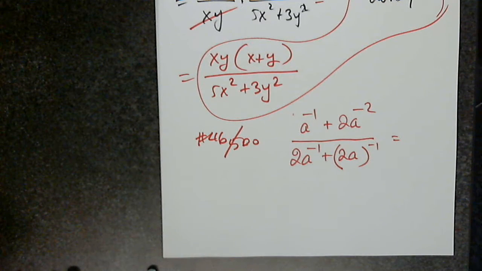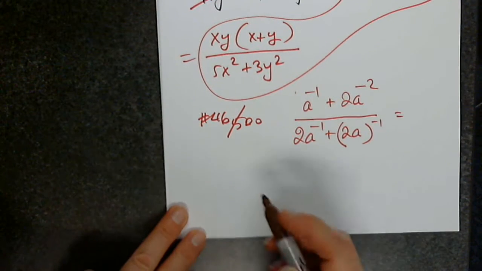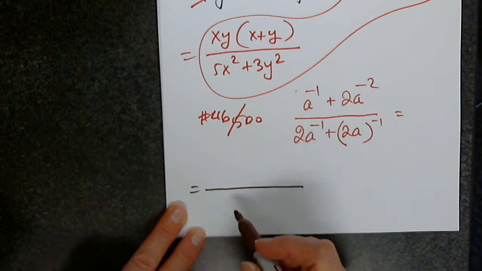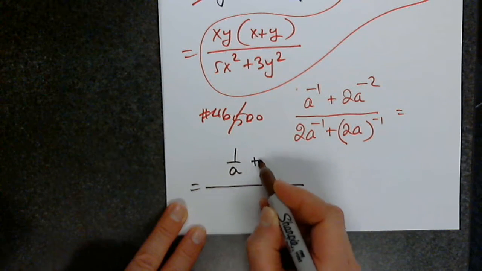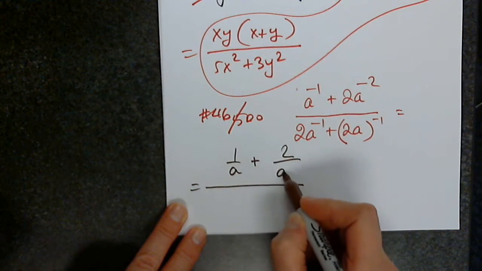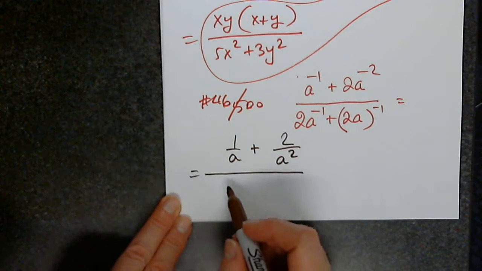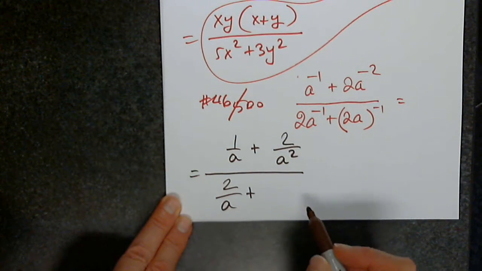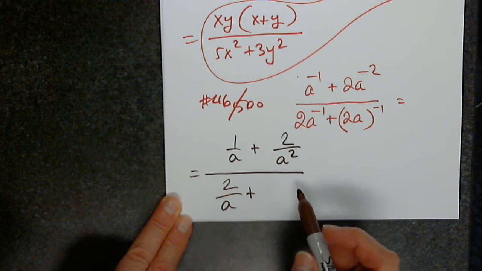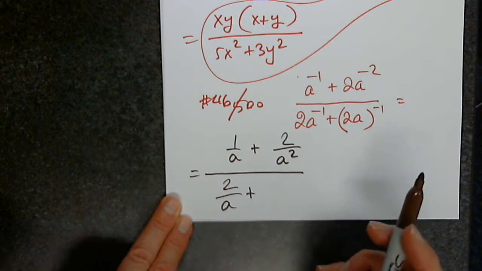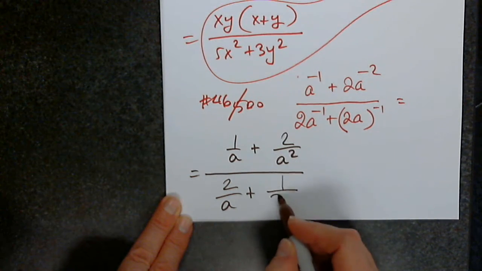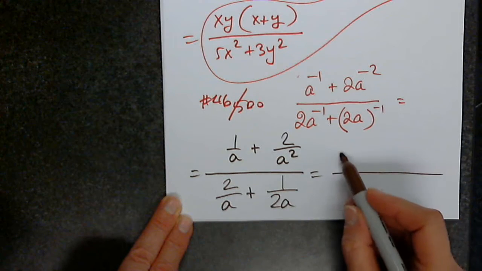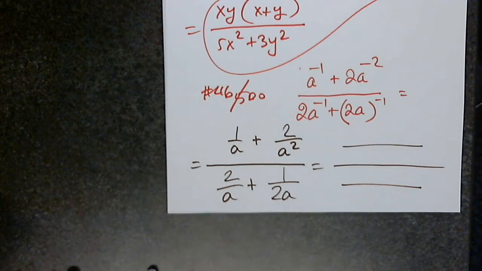Can anyone just give us the first step? The numerator would be a over 1 plus 2 over a squared. And the denominator is 2 over a plus 2a over 1. No, 2 over a. Careful. Now the whole thing is to the power of -1. Oh, 1 over 2. Yes. Good, so let's work on this now.